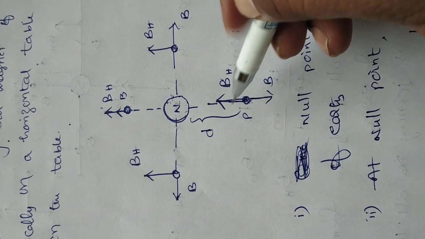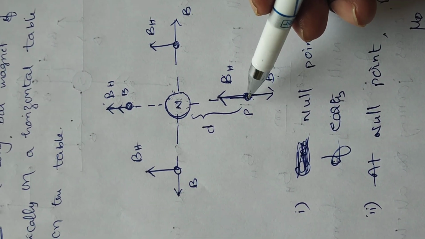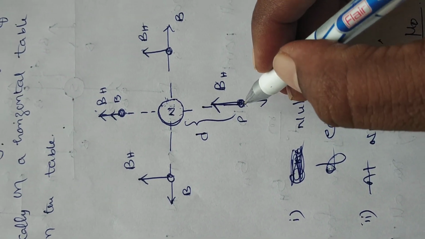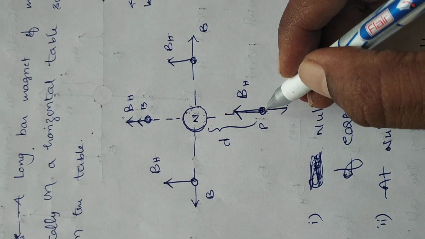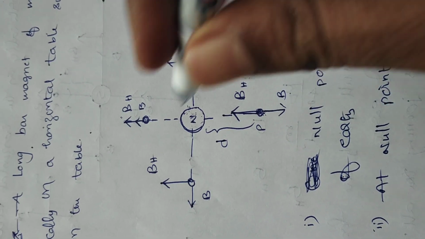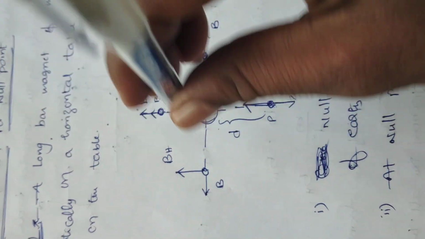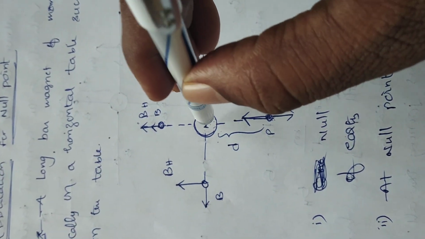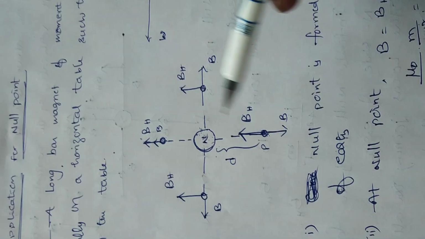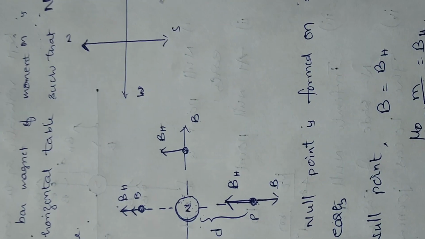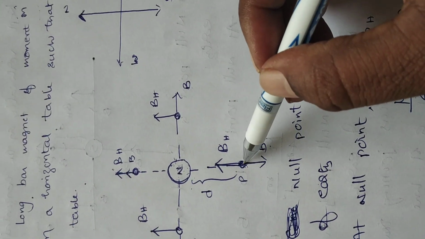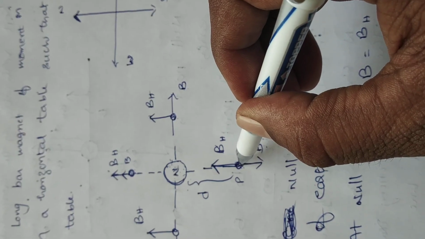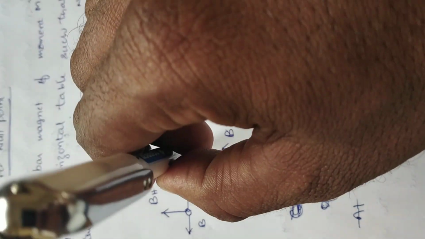Let the distance of the null point from the north pole be equal to d. Come on, my dear students. How many null points are formed around the magnet? This is the bar magnet. In what direction is the null point formed? On what side is the null point formed? South. So the null point is formed on the south side. This is a bar magnet.